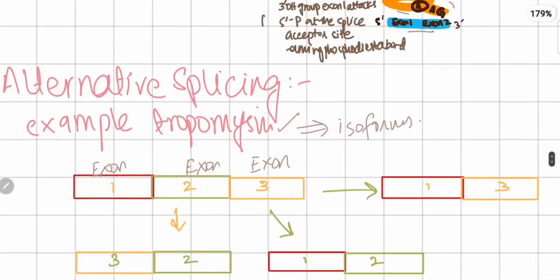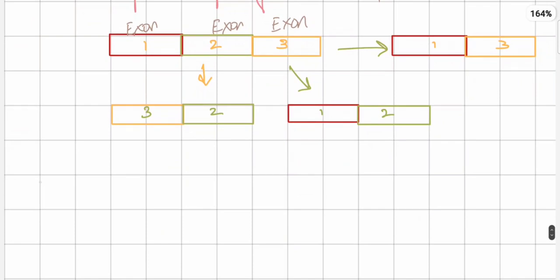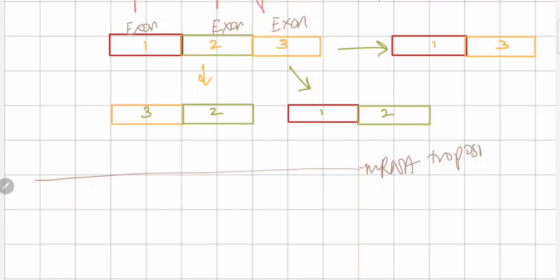What does it mean? We have one essentially long mRNA right here for tropomyosin, but what we do is create splices and alternately join them to form various different isoforms of the tropomyosin. And that is it for splicing. Thank you so much.